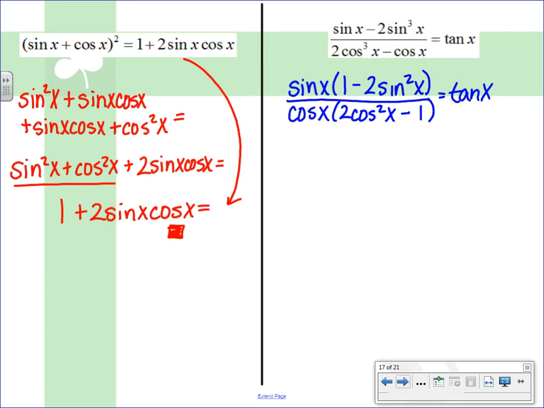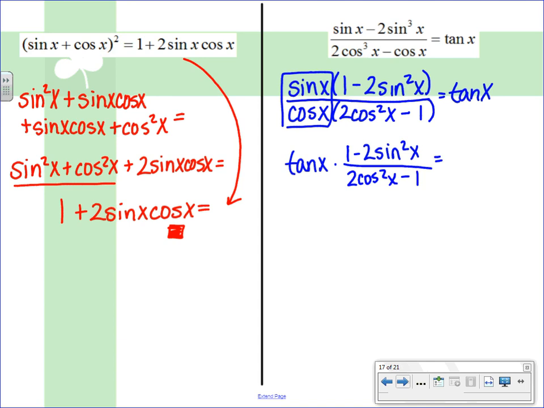Now you can split this into 2 fractions. You can think of it like sine over cosine times what I see in those parentheses. Sine over cosine, because this is all multiplied products, I can go ahead and simplify that. That is the same as if we think about our quotient identity, tangent. And then I still have 1 minus 2 sine squared over 2 cosine squared minus 1. So if you're comparing sides now, I have that tangent I want.